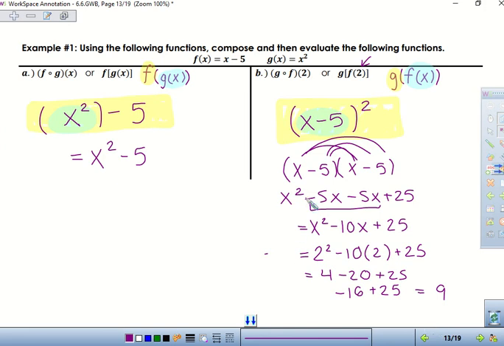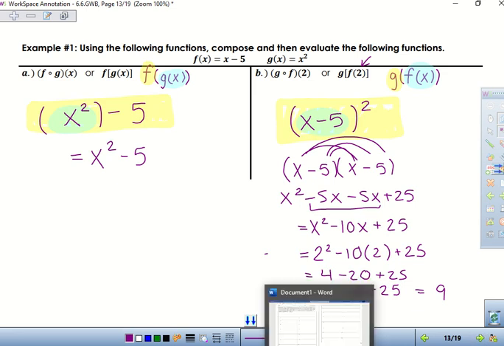Now, what you might have already noticed is if you would have plugged the 2 in earlier up here, what's 2 minus 5? What's negative 3 squared? 9. You could have done it that way, too. Well, I just want to make sure you understand how everything works. Okay.